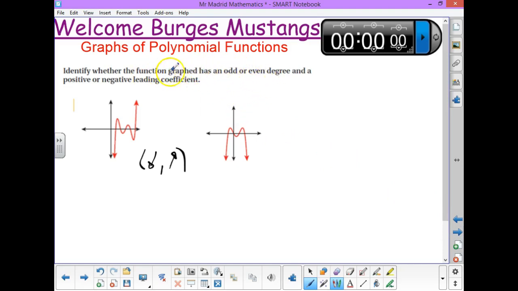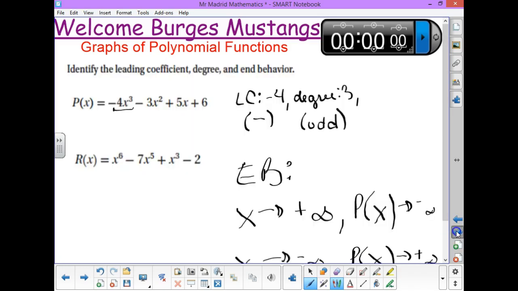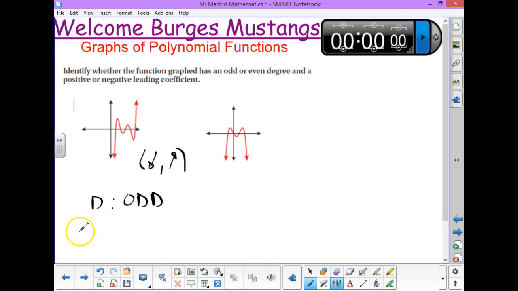So odd, and I'll call that D for degree, and a positive or negative. And what do we say? Let's double check. Left down, right up. Left down, right up, and here's the coefficient, it's positive. So the leading coefficient is positive.